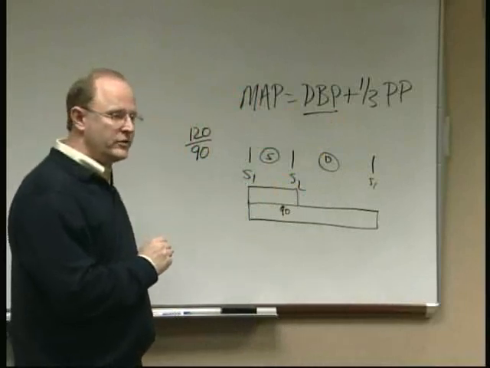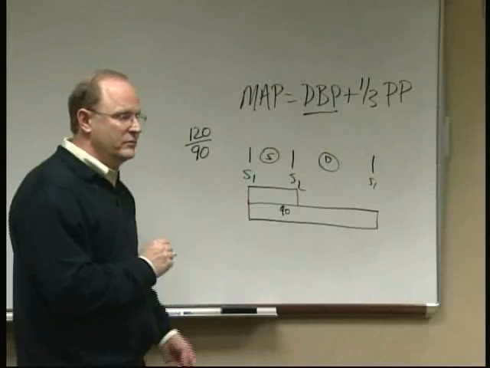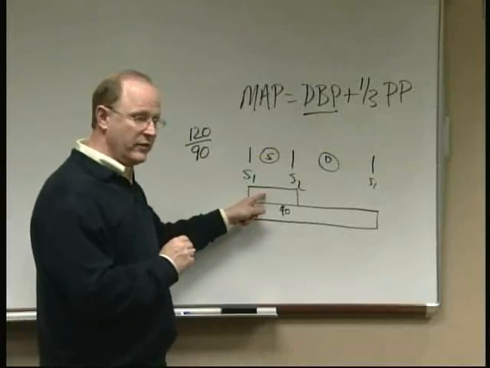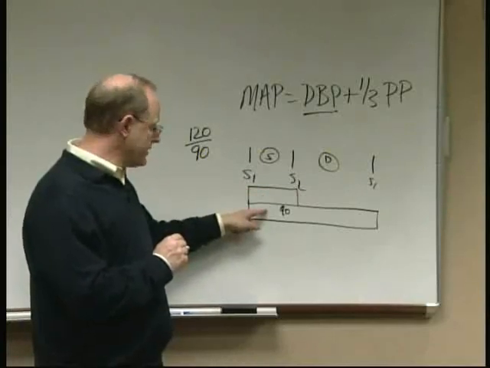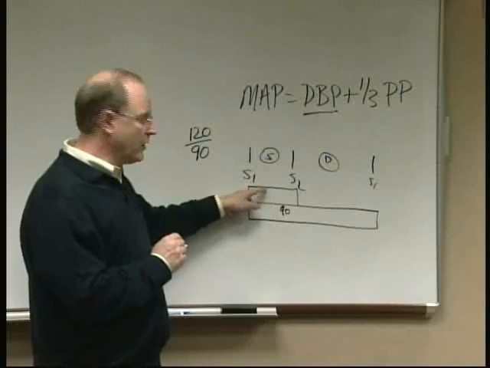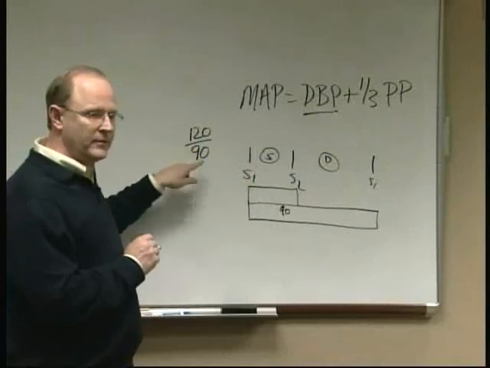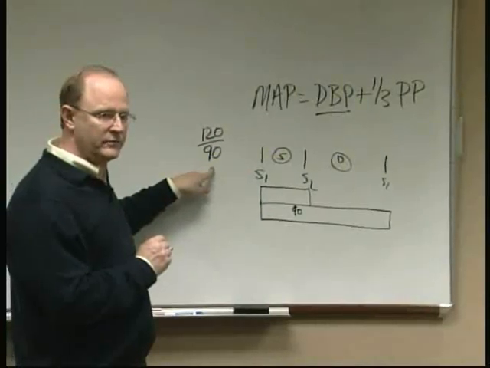And how much is that extra pressure? It's the difference between the two, which is your pulse pressure. So you add that, but that's only increased 1/3 of the time. So you take diastolic blood pressure plus 1/3 of the difference. So what's the mean arterial pressure of 120 over 90? It's 90 plus 1/3 of 30, which is 10, so the mean arterial pressure is 100.